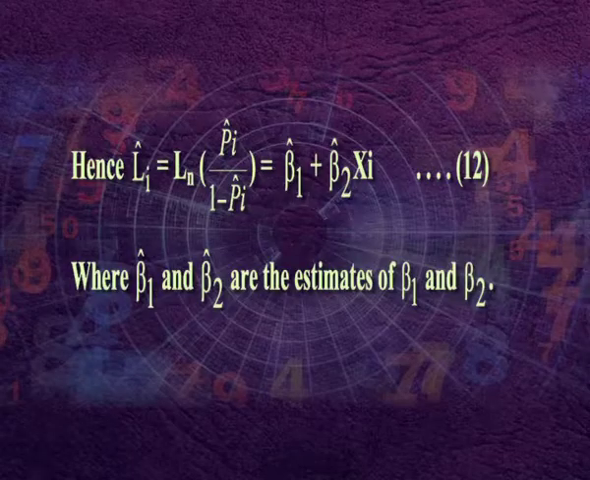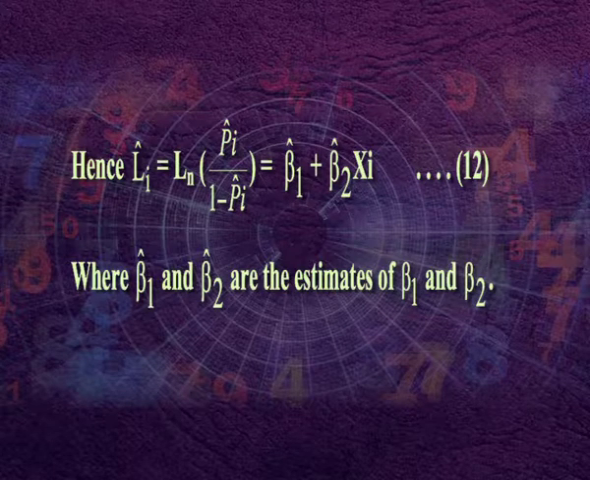We have to run regression based upon equation number 11 and find estimators of beta 1 and beta 2. Hence, Li cap equal to ln of Pi cap upon 1 minus Pi cap, which is equal to beta 1 cap plus beta 2 cap xi. We denote it as equation number 12, where beta 1 cap and beta 2 cap are the estimates of beta 1 and beta 2. Can we run OLS regression? Answer is no. Why? The reason is that there is heteroscedasticity of disturbances. Let us examine this first before running regression.